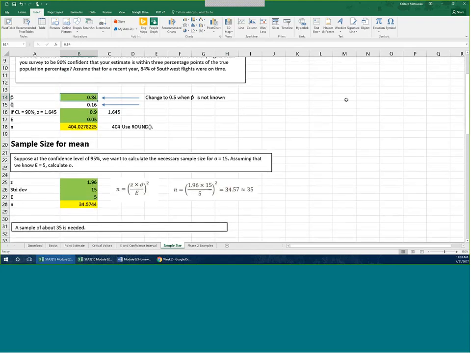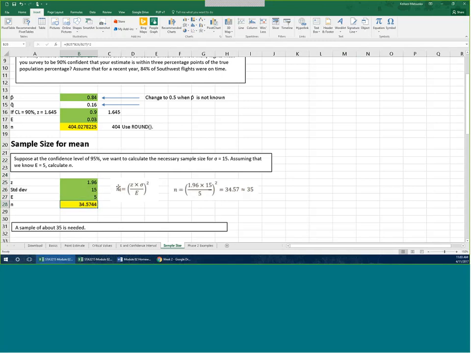I'll do the same for the mean, which is, the formula is this. So I need to know z, sigma, and e in order to calculate n. So suppose the confidence level is 95%. We want to calculate the necessary sample size for sigma of 15. Assume that e is 5, calculate n. Well, this is basically plug and chug. What's z? 1.96. We know that from the previous calculation. What's the standard deviation? That's given to you as 15. E is given to be 5, so if you punch those numbers in, this cell does what this is.